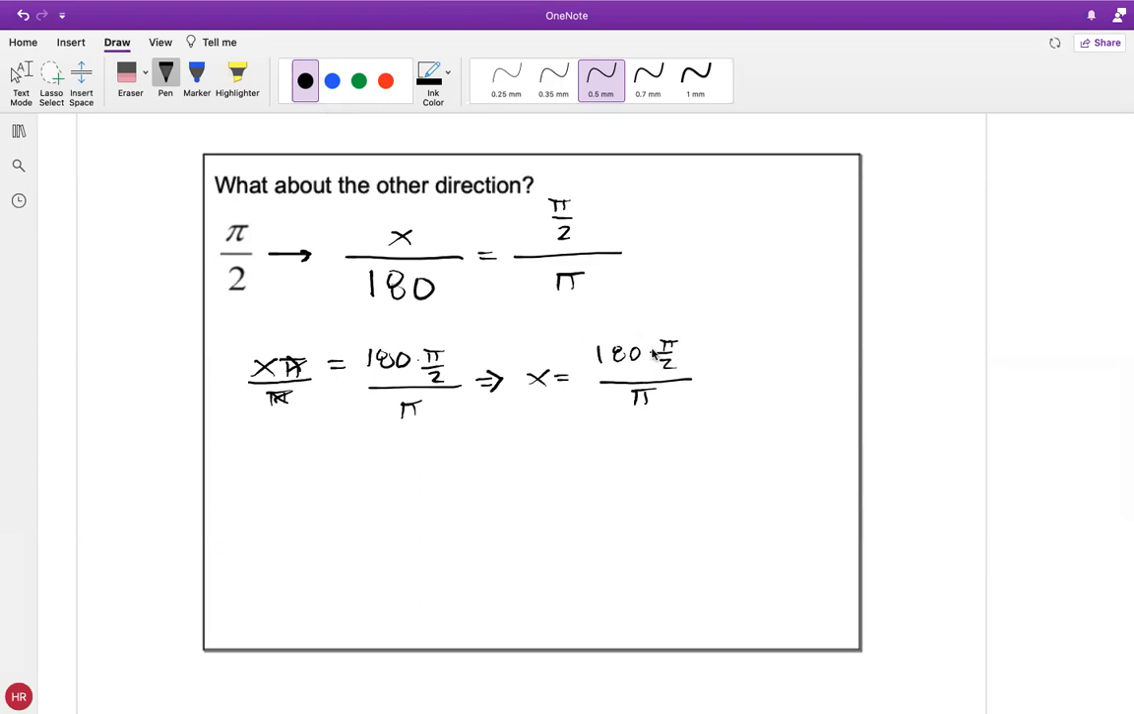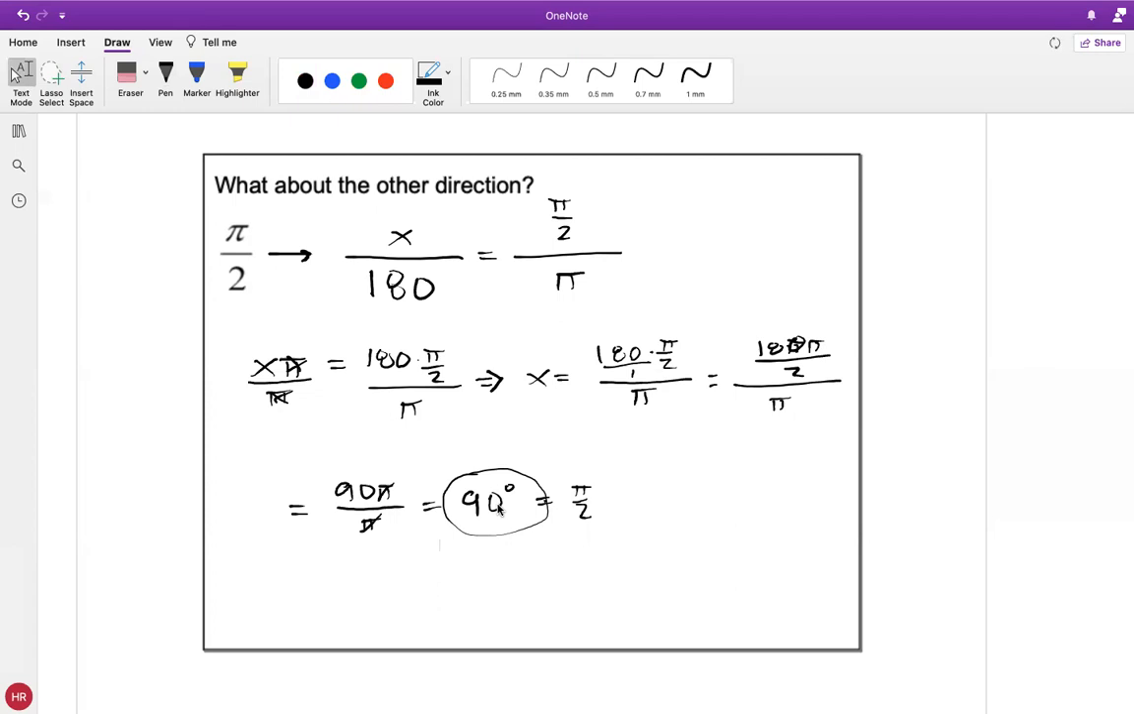So I can clean up the top by understanding that 180 is like 180 over 1. So this is like 180 pi over 2, all over pi. 180 divided by 2 is 90. So this is 90 pi over pi. Now I can cross off the pi's because there's one on the top and the bottom. I get 90 degrees. That's pi over 2 radians. So this is the answer: pi over 2 radians is equal to 90 degrees.